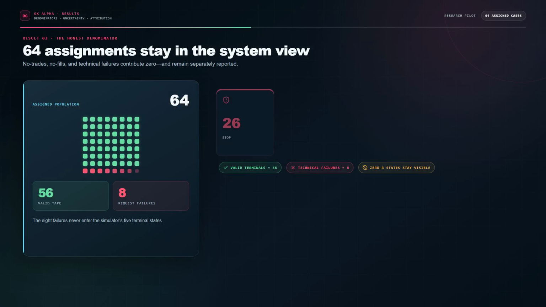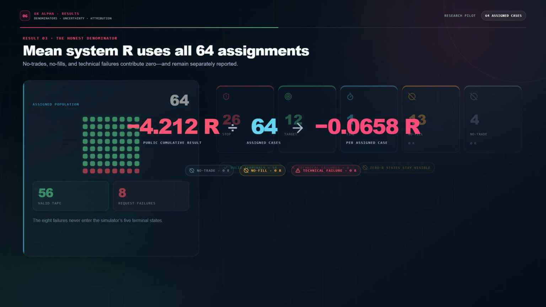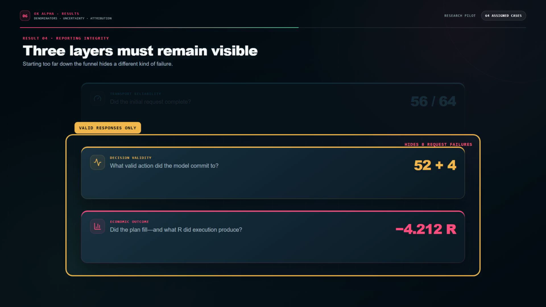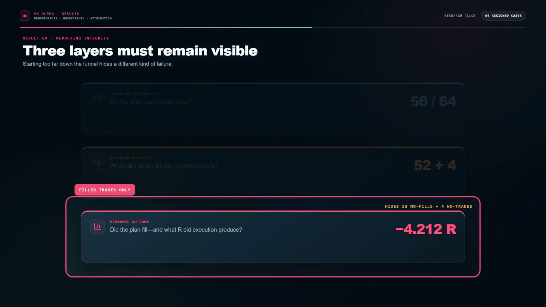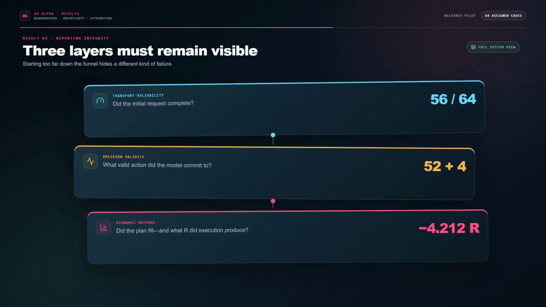The benchmark's mean net R per assigned case is negative 0.066 R because the denominator includes all 64 assignments, while no trades, no fills, and technical failures contribute 0 and remain separately reported. This distinction is crucial. If we discuss only valid responses, we hide operational failure. If we discuss only filled trades, we hide poor entry placement and deliberate no trades. The benchmark keeps all 3 layers visible: transport reliability, decision validity, and economic outcome.